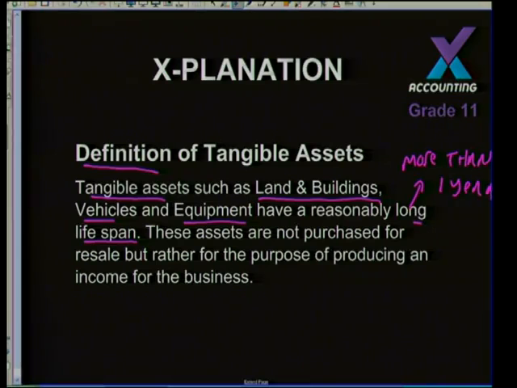These assets are not purchased for resale, so not to sell to customers, but rather for the purpose of producing an income for the business. In other words, the business will buy land and buildings, vehicles and equipment in order for them to produce an income for the business itself. Okay, so let's move on.